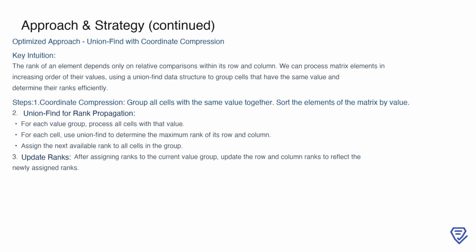The steps are as follows. First, we use coordinate compression to group all cells with the same value together and sort all matrix elements by their values. Then, for each group of cells with the same value, we use a union find data structure to propagate ranks efficiently. Specifically, for each cell, we compute the maximum rank of its row and column and assign the next available rank to all cells in the group. Finally, we update the row and column ranks to reflect the newly assigned values. This approach ensures that ranks are assigned consistently and in the correct order while leveraging union find for efficiency.